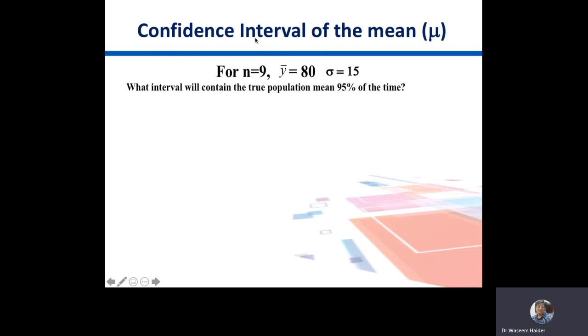Let's understand the confidence interval of the mean with the help of an example. Suppose we have a sample whose size is n = 9, the ȳ or sample mean is 80, and the sample standard deviation is 15. What interval will contain the true population mean 95% of the time? So here we are looking for the 95% confidence interval.